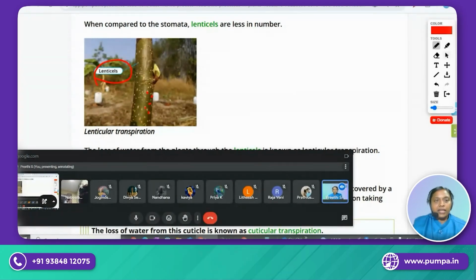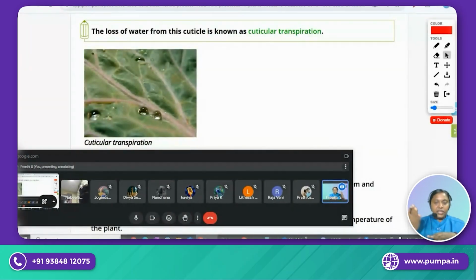Apart from that, over the leaf some plants have an outer covering called a cuticle. It is like a plastic sheet. Have you ever seen it? Even from the cuticle a very minimal amount of transpiration happens. It is cuticular transpiration.